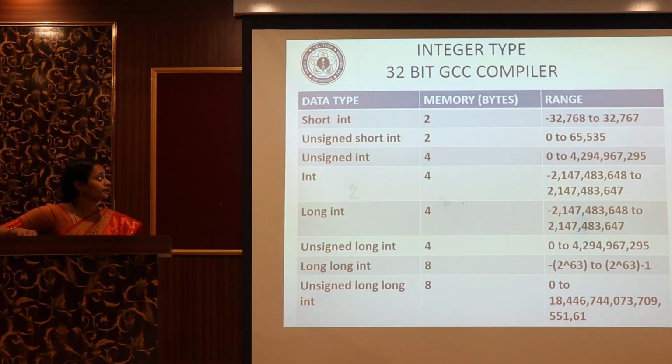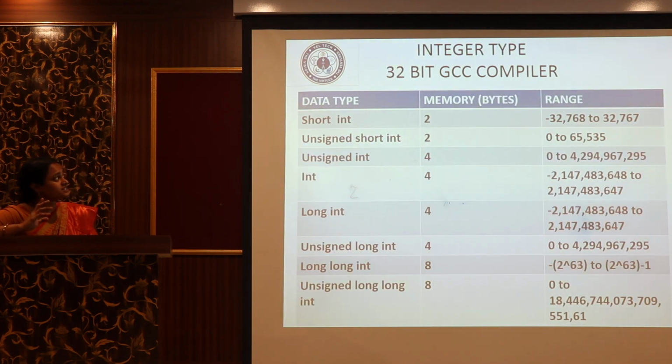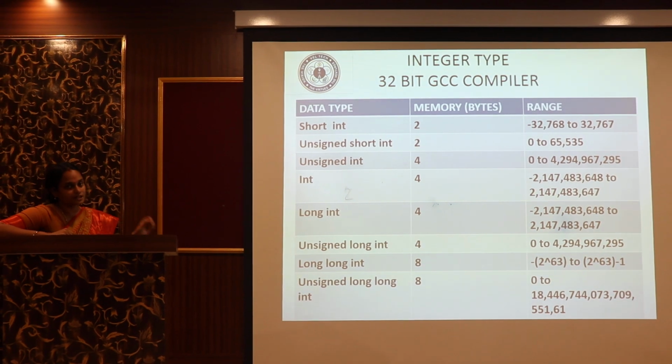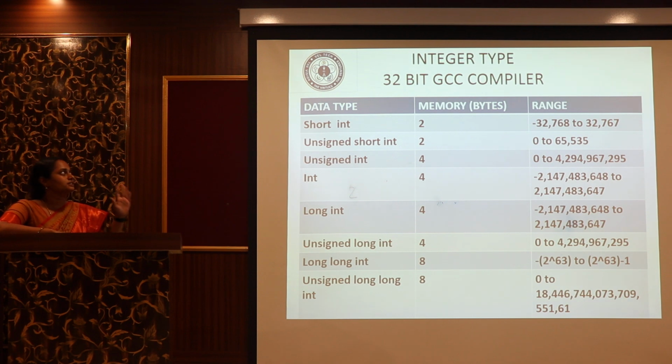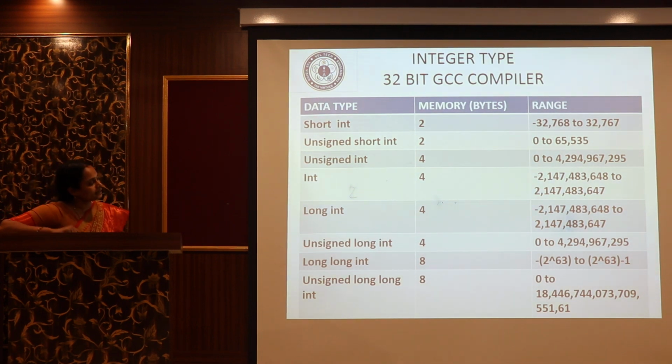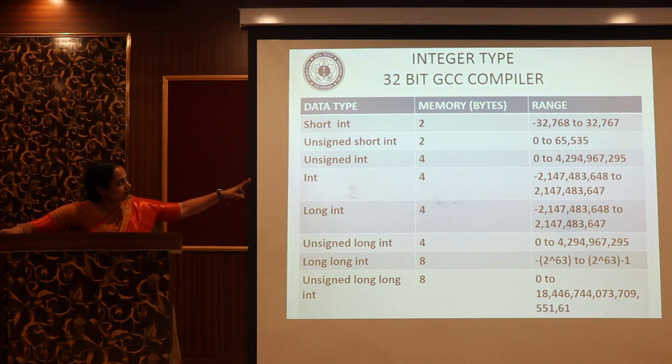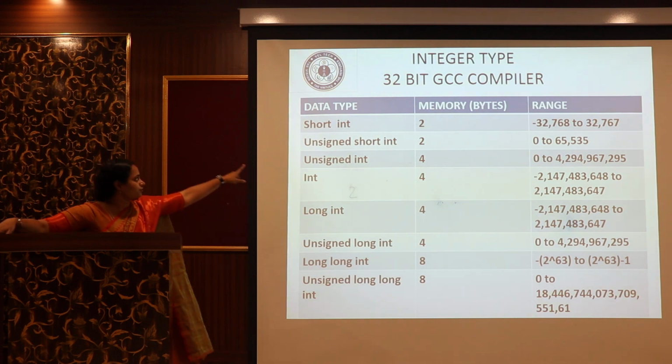Here we have a 32-bit C compiler with short int, unsigned short int, int, unsigned int, long int, and unsigned long int. All of these data types are declared in integers. Each integer type is classified memory-wise. Memory-wise it will differ for a 32-bit compiler. It ranges around minus 32768 to 32767 for short int.